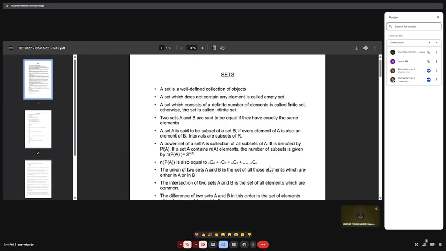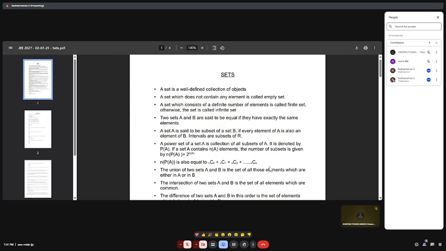Two sets are equal if they have exactly the same elements. Set A is said to be a subset of B if every element of A is also an element of B. Intervals are subsets of R. Intervals in R, real numbers. If you define an interval, that is a subset of R. Then there is also a proper subset and a regular subset. Proper subset means a subset that excludes the set itself. Otherwise, subset will include the set also.